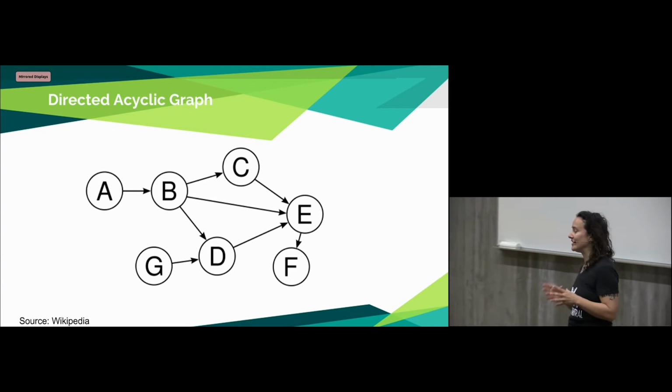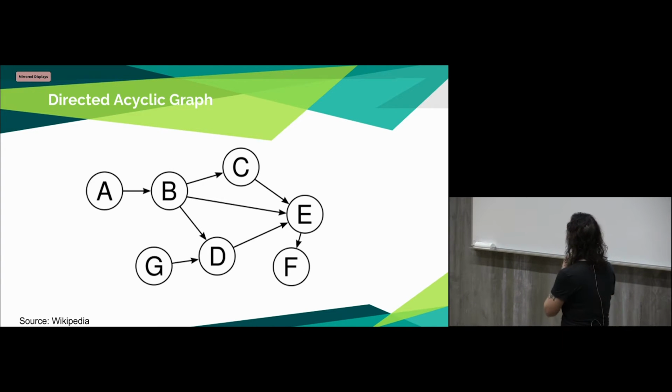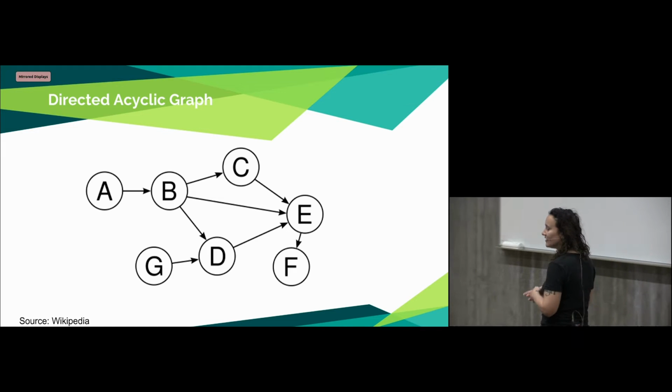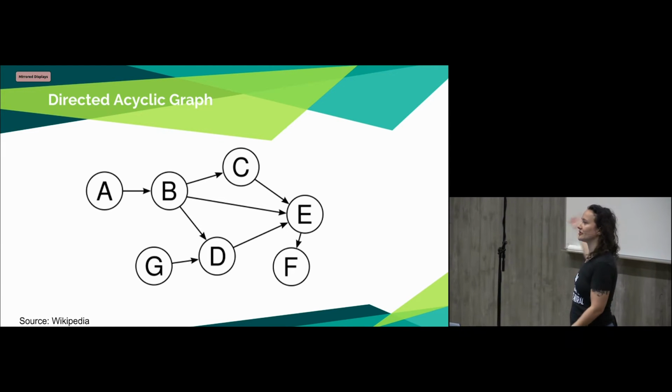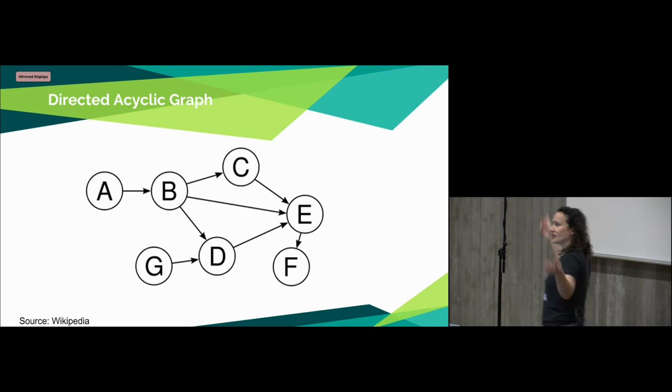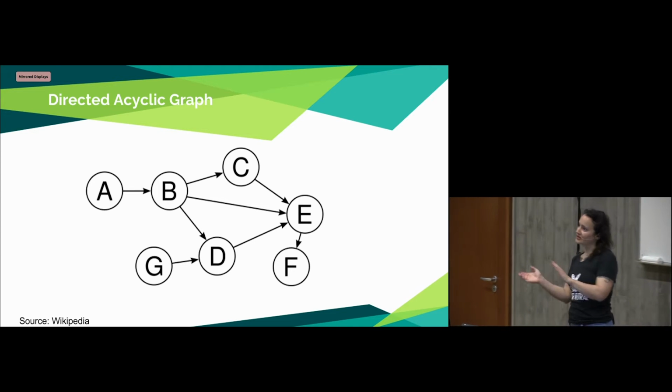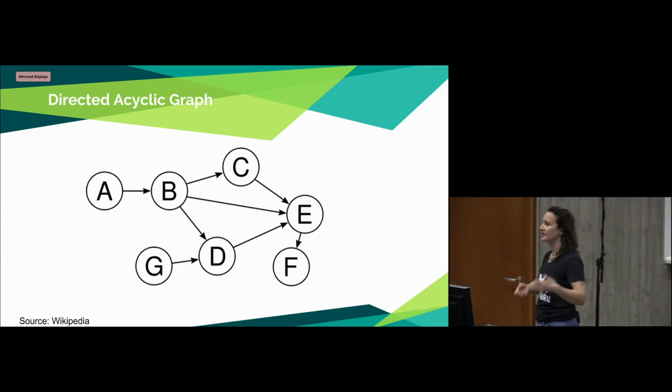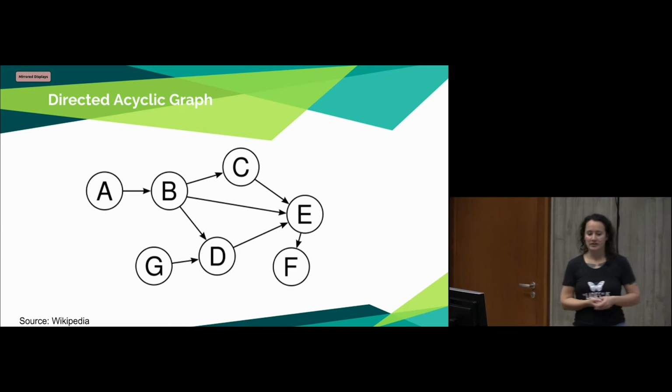But what are directed acyclic graphs? Directed acyclic graphs, this is an example from Wikipedia, are ones where the nodes, which are the circles, and the edges, which are the arrows, are going in one direction, and they're acyclic, meaning if I start at any node, I cannot end up back at that node.